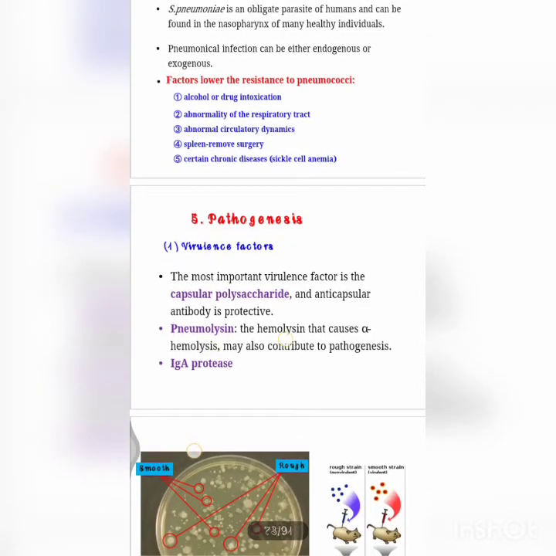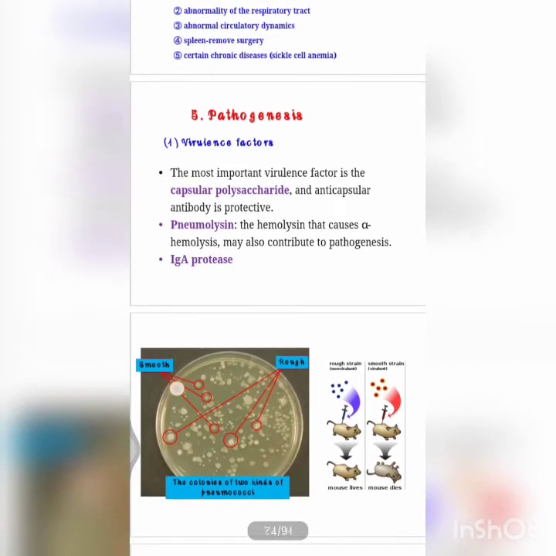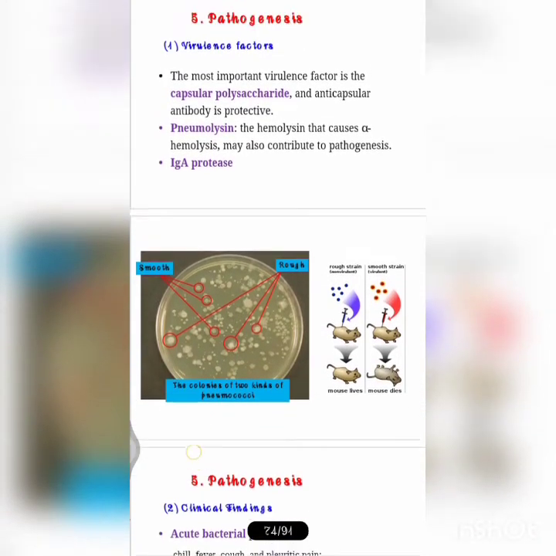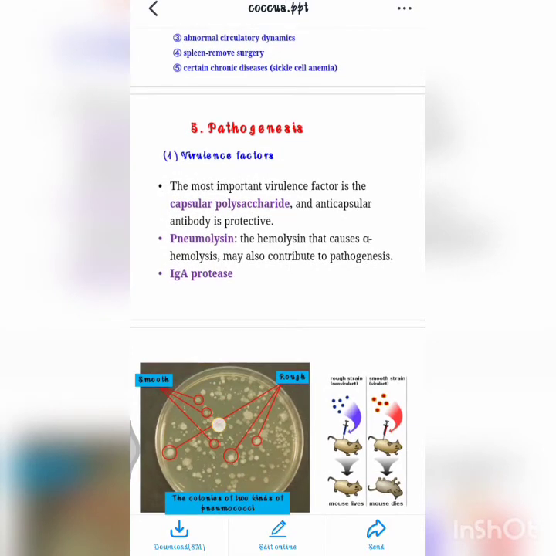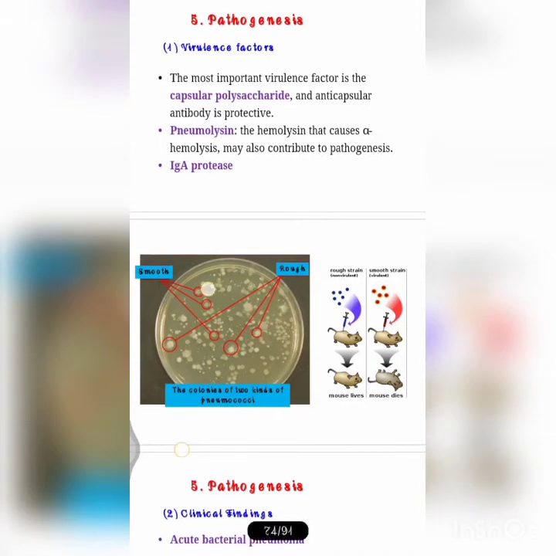The hemolysin causes alpha hemolysis and may also contribute to the pathogenesis. We also have IgA protease, which breaks down the IgA in our body, and the coccus enters the neutrophils and thereby may enter the blood. When pneumococci enter the blood, it is called bacteremia. You can see the smooth and rough strains, the colonies of two kinds of pneumococci.